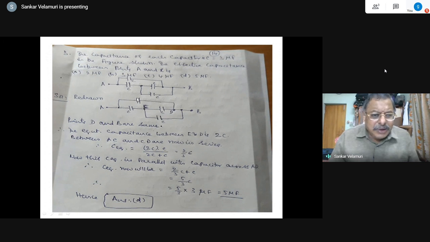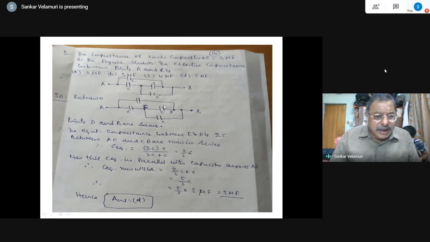Otherwise, you may be tempted to go to the delta to star conversion and do the equivalent circuits. I found that this type of solution can be obtained by observing that there is no element between D and B. Although there is a junction shown, it is only a short circuit. There is no element shown here, so these two are directly connected at this point. So C and C are in parallel, and the equivalent capacitance is 2C.